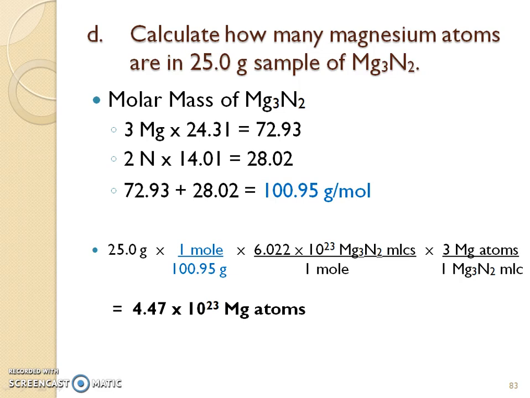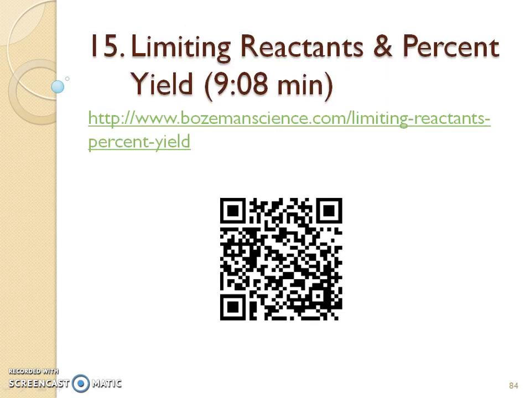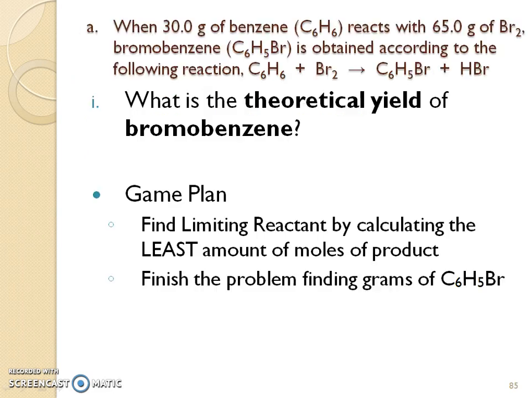This one was a little tricky because you had to go above and beyond just calculating molecules. You had to also calculate how many of those magnesium atoms are in one of those magnesium nitride molecules. Limiting reactants and percent yield, stoichiometry, all the way through the course.